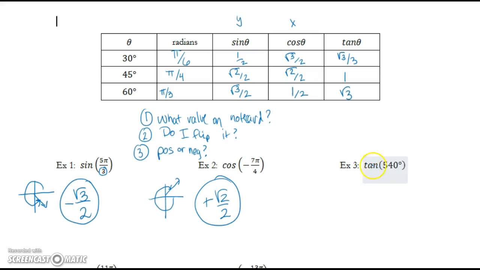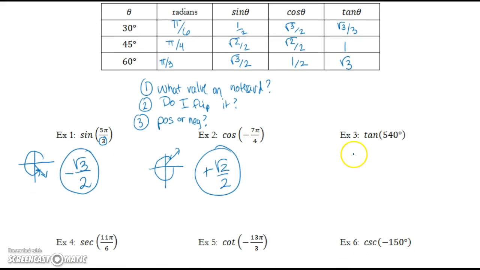Example number 3 here, tangent of 540 degrees. So the first question is what value on the note card? And to answer that, we have to know if this is a 30, a 45, or a 60. How far is it away from the x-axis?